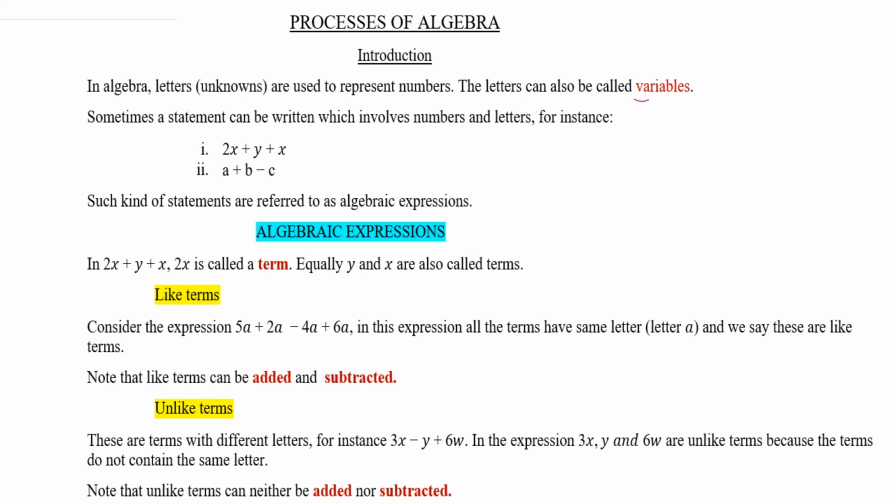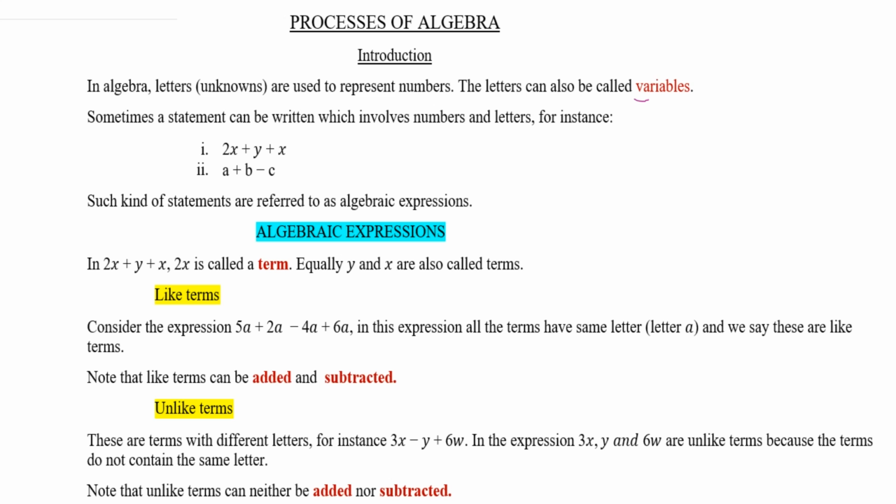Sometimes a statement can be written which involves numbers and letters. For instance, we have 2x plus y plus x. We also have a plus b minus c. Such kind of statements are referred to as algebraic expressions. So we can look at algebraic expressions in details.